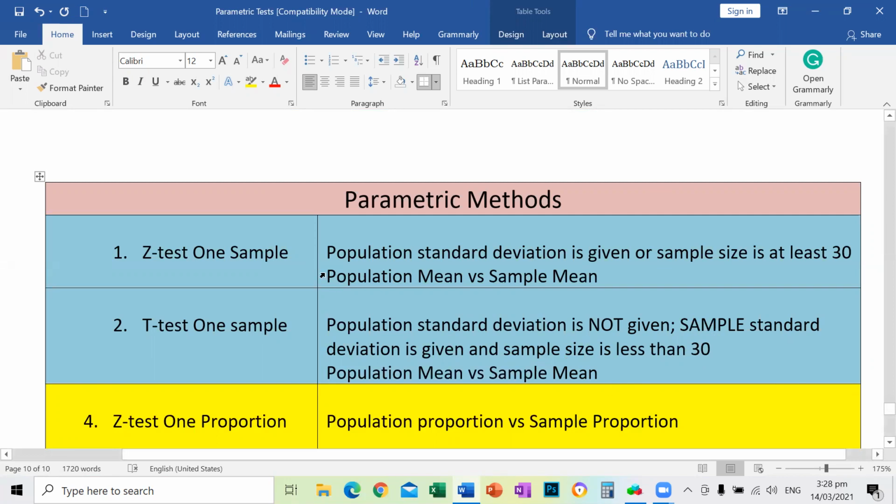Let's repeat: Ztest One Sample is used if your population standard deviation is given or the sample size is at least 30. Again, you have to satisfy only one of the two conditions here. Whereas for Ttest One Sample, the population standard deviation is not given. Instead, the sample standard deviation is given and the sample size is less than 30. With this conjunction, that means we have to satisfy these two. I hope you're able to understand the difference between Ztest One Sample and Ttest One Sample.